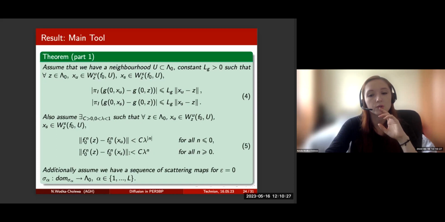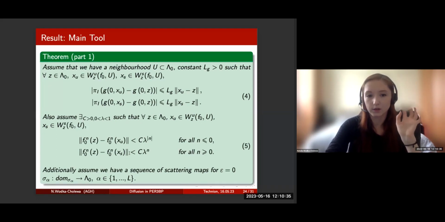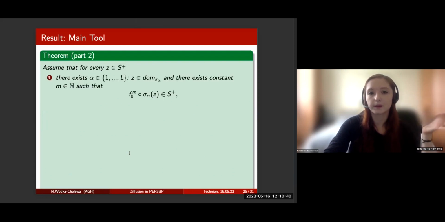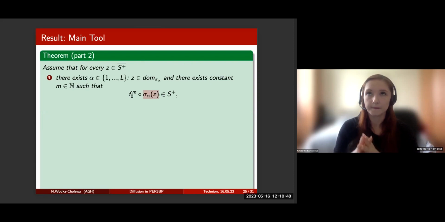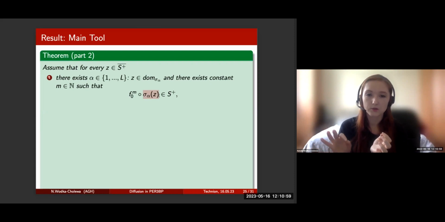So we assume we also have some sequence of scattering maps, maps that are defined on our manifold, and assume that the constants exist, but we take this map over Z, we iterate it, and it will finally go to our strip. So after some iteration, we take some point and we will go to the strip forward.